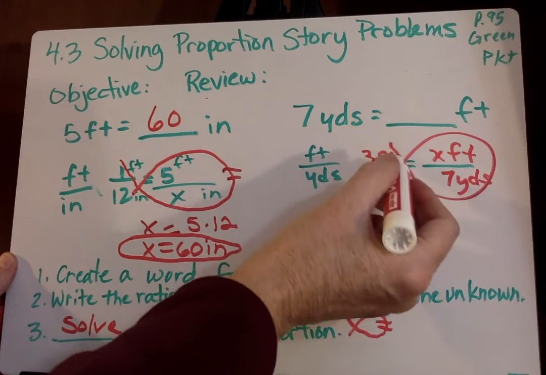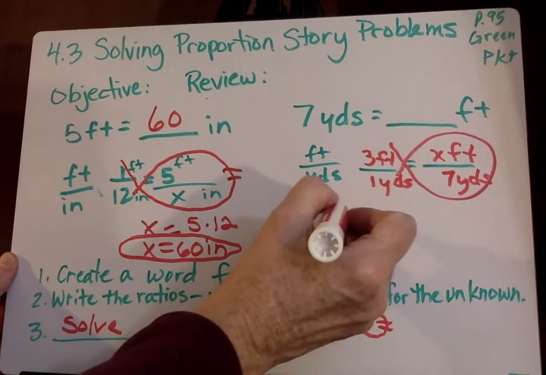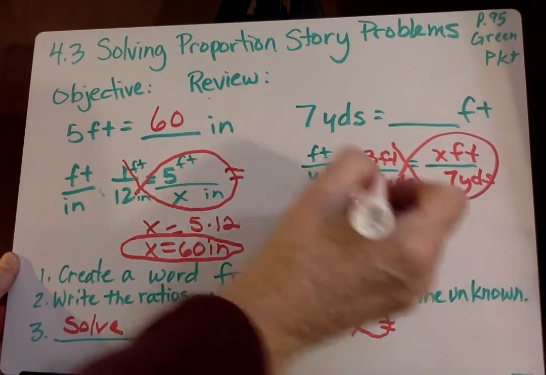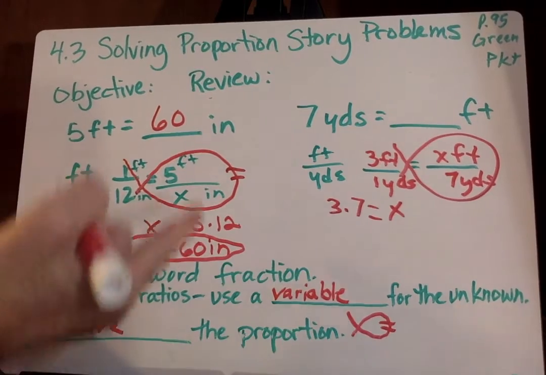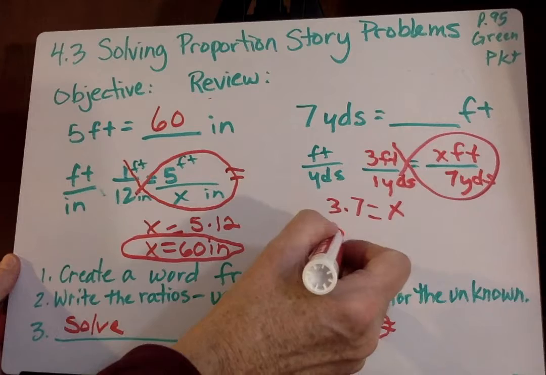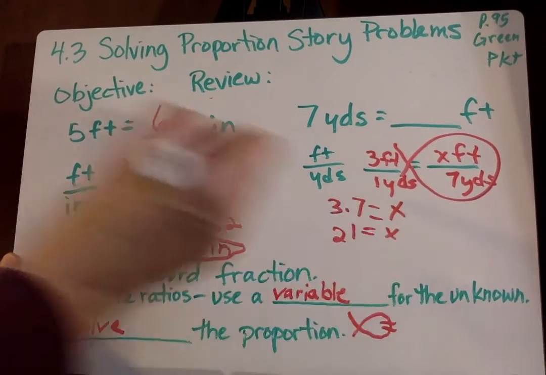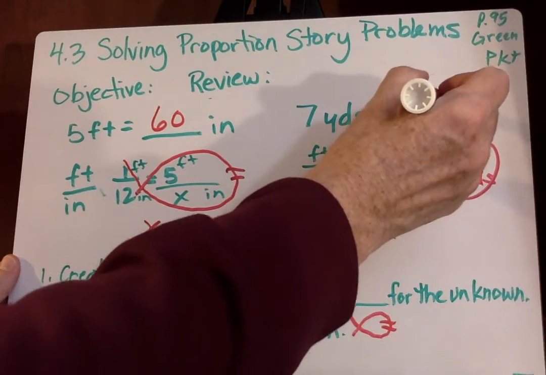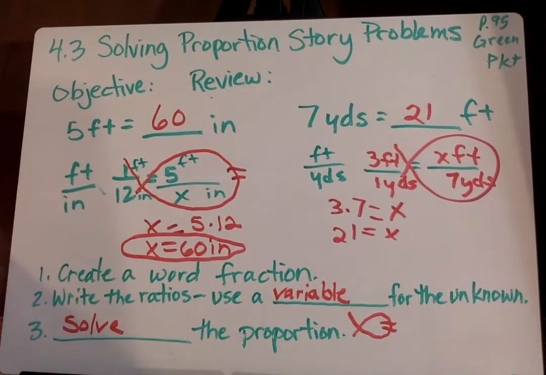3, and I follow my line of the fish. 3 times 7 equals X times 1. And X times 1 is just X. So this is a little bit like the one over here, where we multiply 3 times 7 is 21. We make sure we put our units, 21 feet. Another thing you can do is go back and say, does that make sense? Does 5 feet equal 60 inches? Yeah, that sounds about right. Does 7 yards equal 21 feet? Yep, that's right too. Okay.